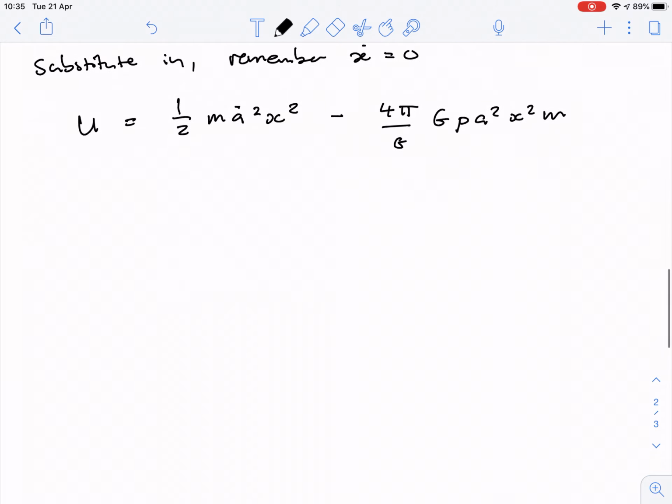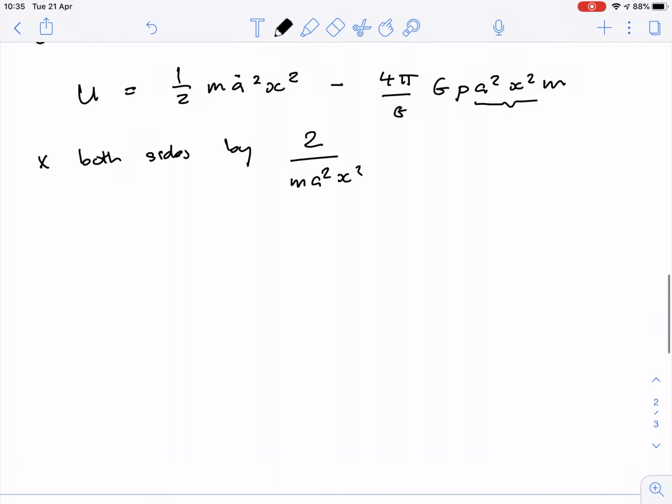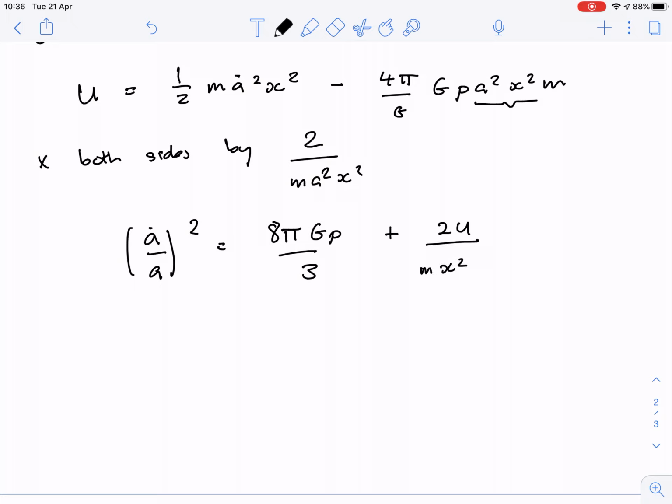And now I'm going to multiply both sides by 2 over m a squared x squared, i.e. basically this bit here. And that gives me (a dot over a) squared equals 8 pi G rho over 3 plus 2U over m x squared a squared.